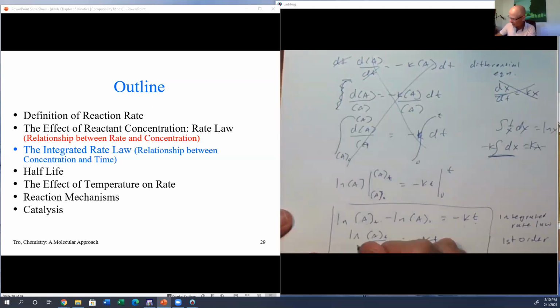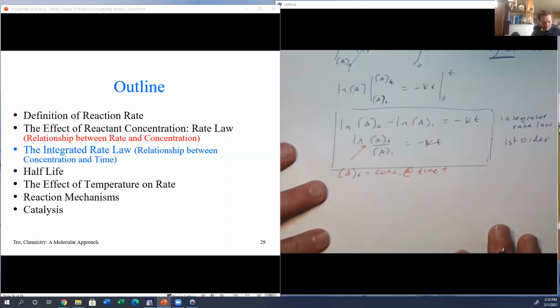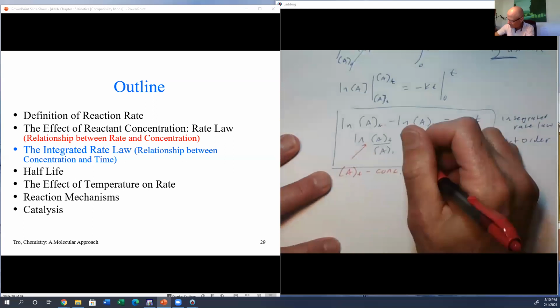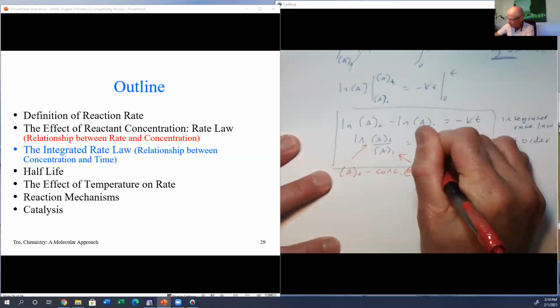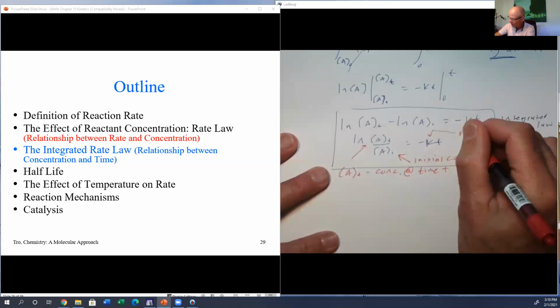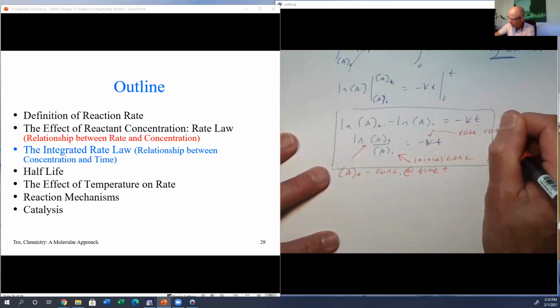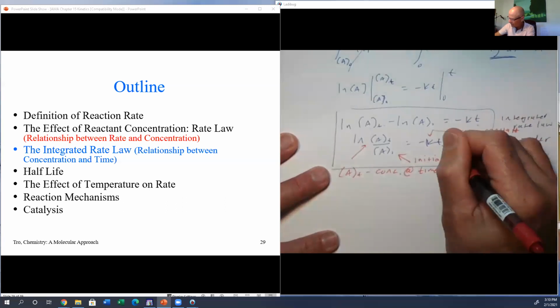Let's define all this stuff. So A of t is concentration at time t. A0 is initial concentration. All right. K is our old friend, the rate constant, which we already have met. Right. And of course, t is just time.